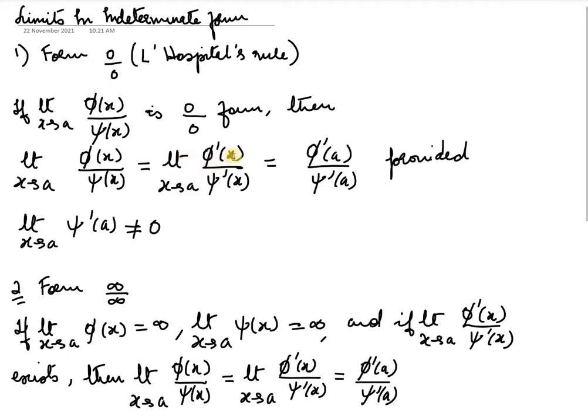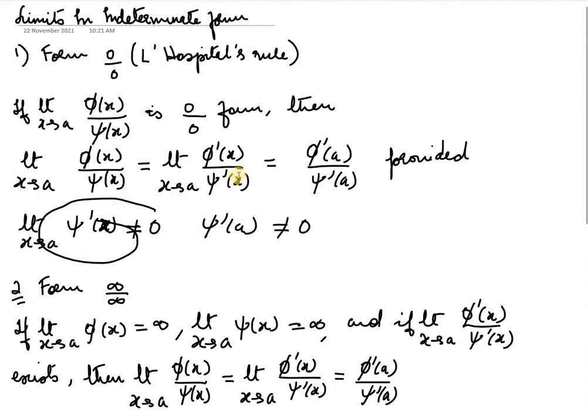Now, if the limit as x tends to a of phi prime of x by psi prime of x exists, that means if you differentiate the numerator separately and the denominator separately and take the limit as x approaches a, and if the limit of this function exists, then the limit as x tends to a of phi x by psi x will be equal to the limit as x tends to a of phi prime of x by psi prime of x, which is equal to phi prime of a by psi prime of a, provided psi prime of a is not equal to 0.